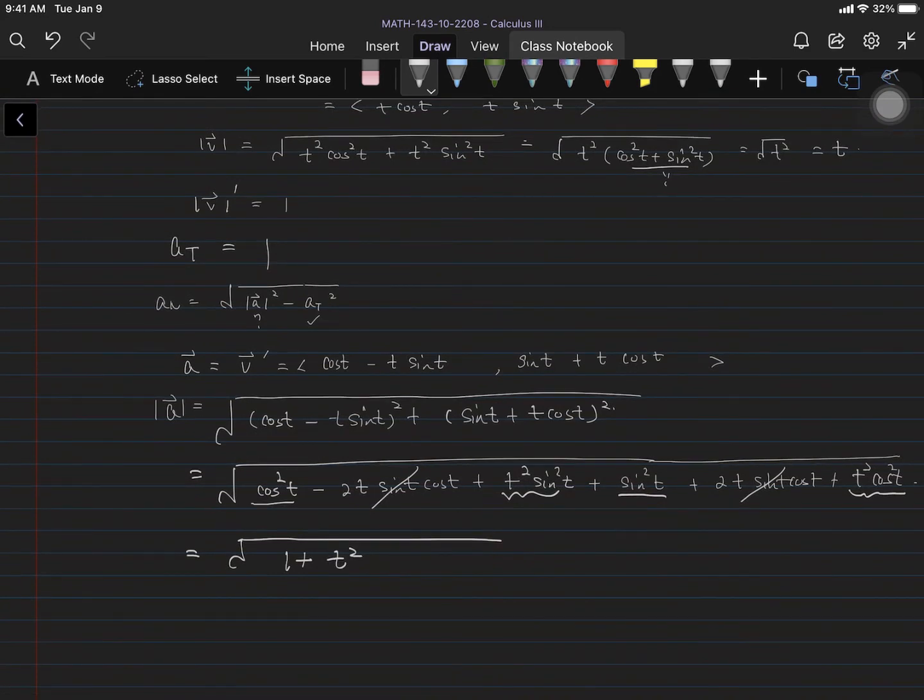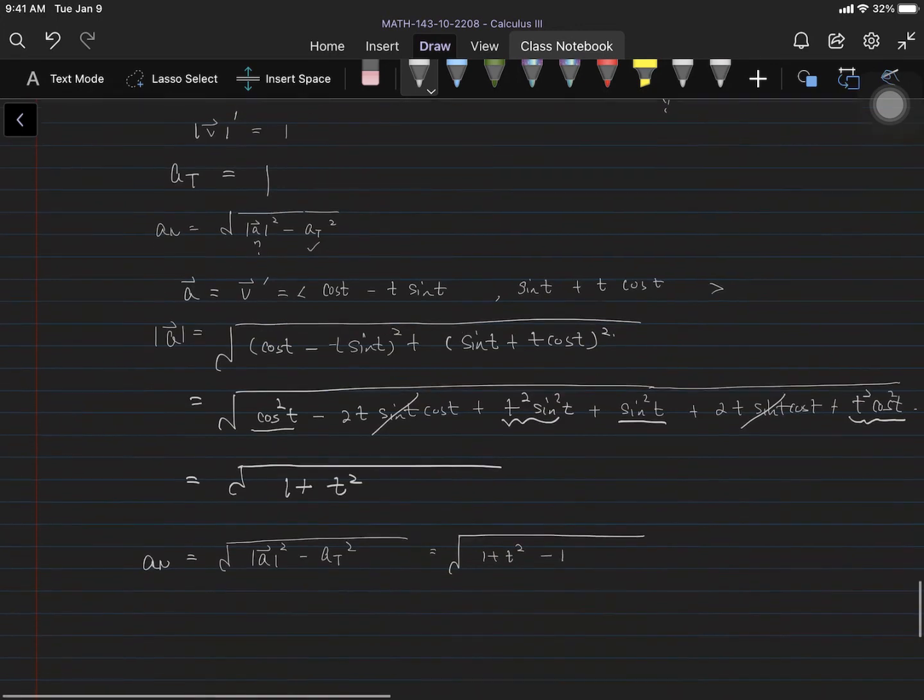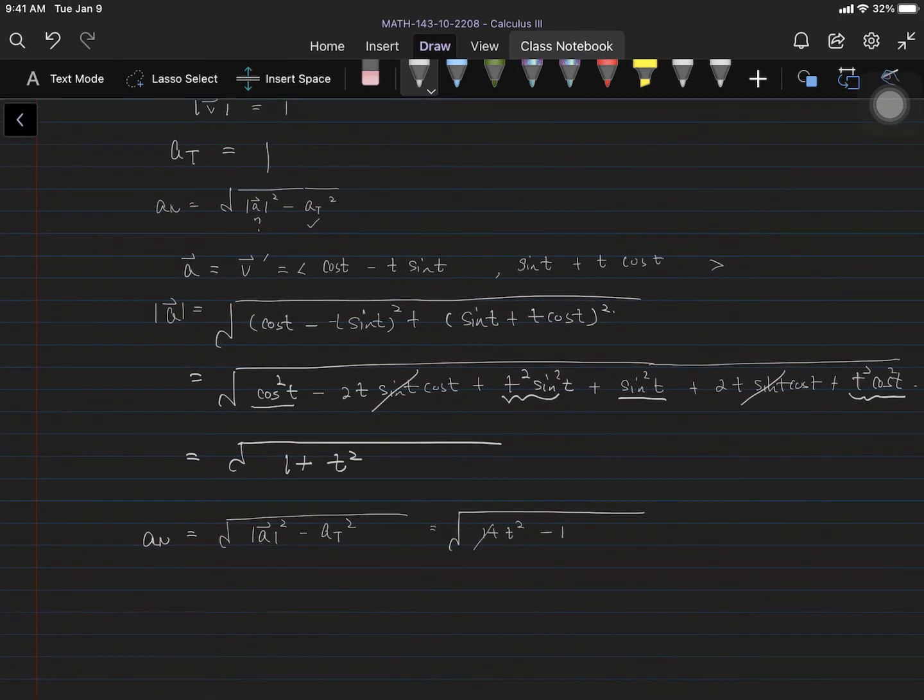And what we need in the formula, actually, is the length of A squared. So let's write down here: square root of, here's the formula, minus AT squared. This is the formula for the AN, right? And now the square of the length of A, which is 1 plus t squared, and then minus AT. AT is 1, squared so it's still 1. And when we cancel them, we get t squared, so t.